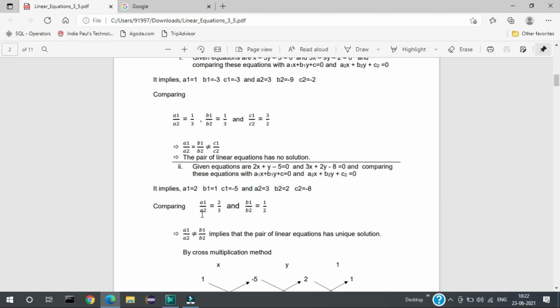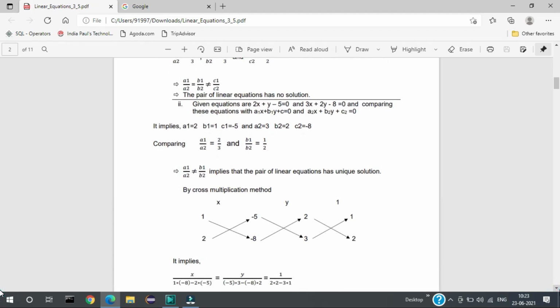On comparing a1 by a2 and b1 by b2: a1 by a2 is how much? 2 by 3, and b1 by b2 is 1 by 2. So both are not equal. This implies that the pair of linear equations has a unique solution. We need to calculate that unique solution. How can we calculate? By using cross multiplication method.